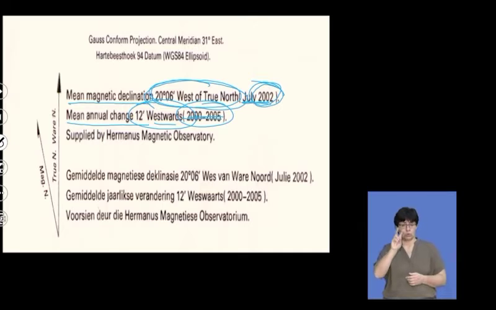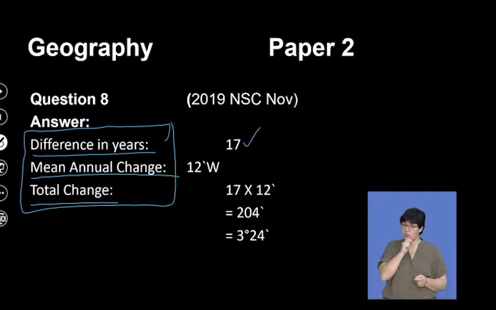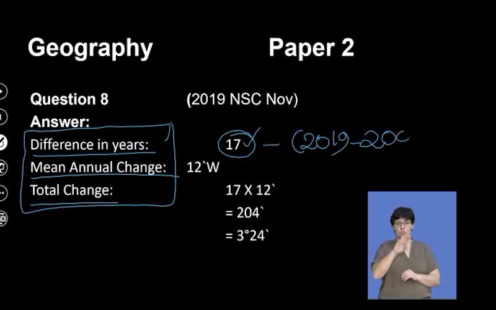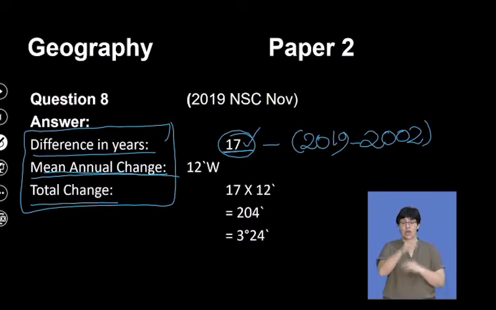2002. And in this case, we're using the map of 2019. That gives me a difference of 17. So I'm going to write it on the side here. That's 2019, which is this examination, minus 2002, which is the year given on the map. And that answer is 17. The mean annual change is received from the map.